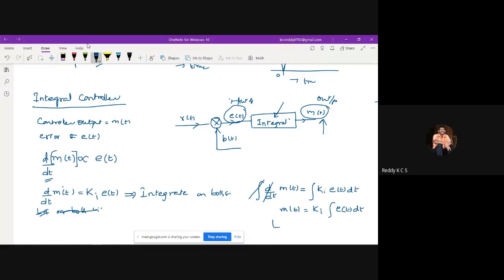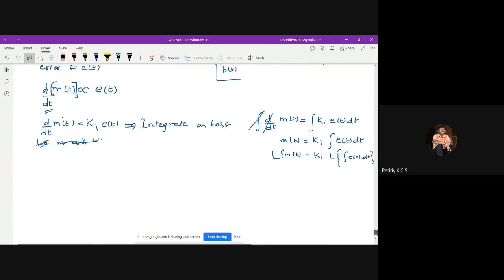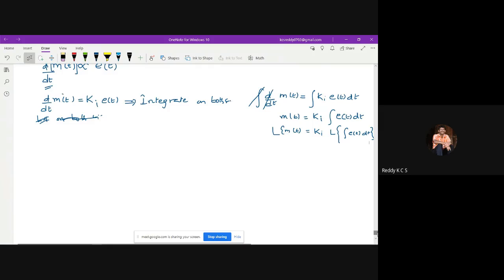So L of m of t is equal to ki L of integral of e of t dt. Means I am applying the Laplace transformation on both sides. So when I apply the Laplace transformation on both sides, we know that Laplace transform of f of t is equal to f of s.